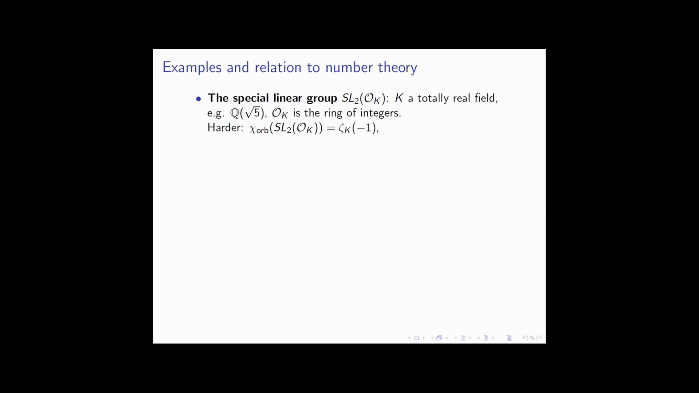Immediately you can see that there are some amazing examples and a very nice relation to number theory of these invariants. Let's start with the special linear group SL2 of O_K. Here K is a totally real field. I don't want to define what a totally real field is, but you can think of it like, for example, a real quadratic field, like the square root of 5. And then O_K denotes the ring of integers, for example Z for Q. Then what Jutta Harder showed is that if you compute the orbifold Euler characteristic of this group, it's the special value at -1 of the zeta function of this field K.